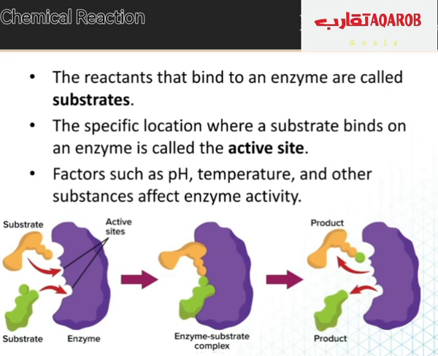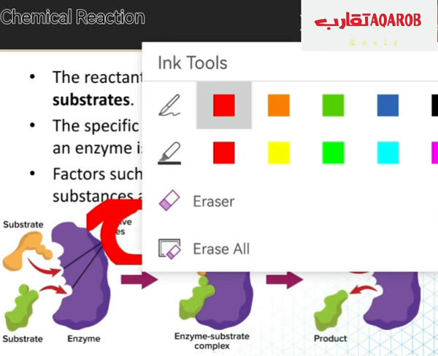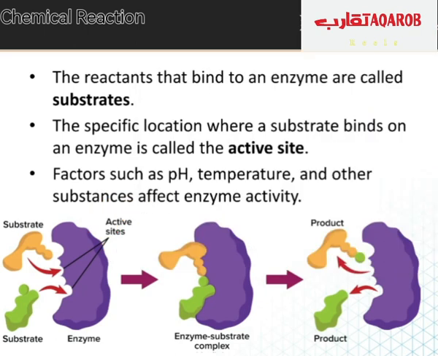The specific location where a substrate will bind to the enzyme, we call it the active site. So this is the active site. Again, this is the active site. So the active site is the part of the enzyme where the substrate binds, okay? For each enzyme, there is a specific active site shape. It will not fit all of the substrates or all of the reactants. So for each enzyme, there is a specific substrate and specific reactant.